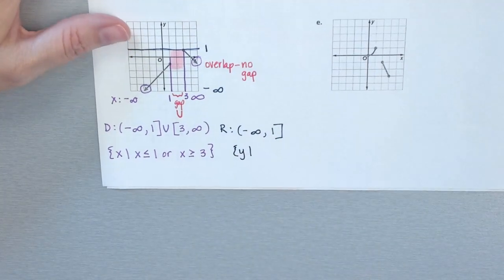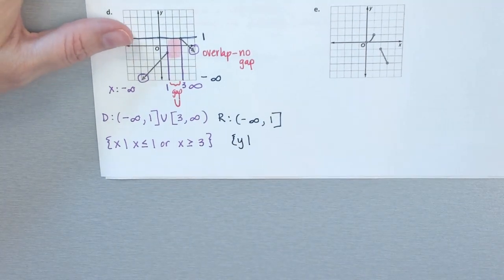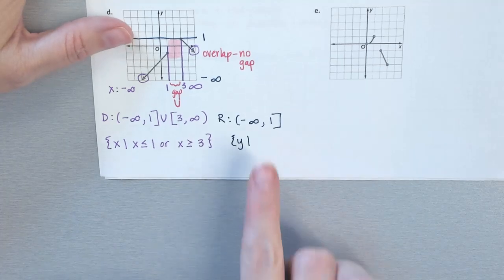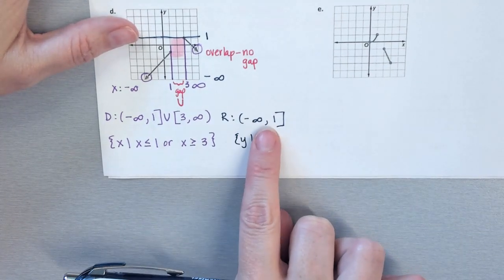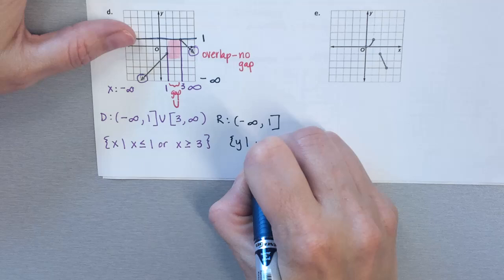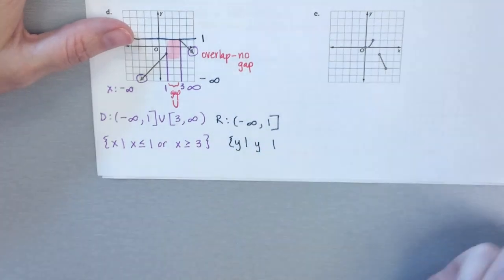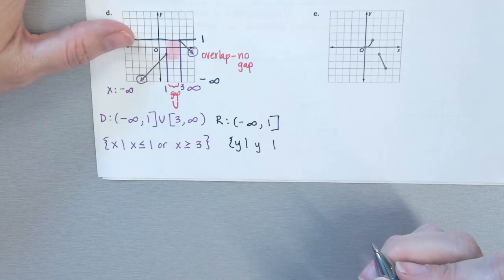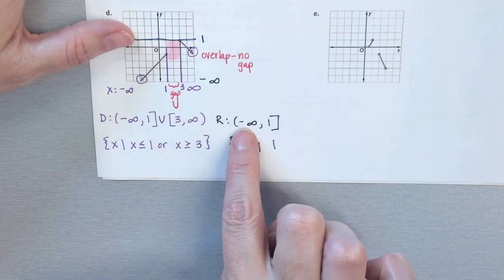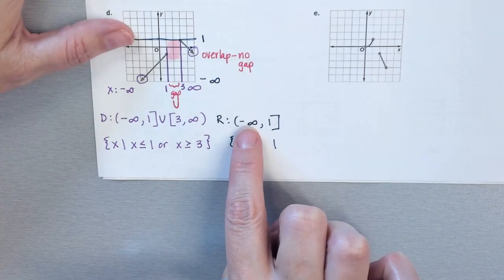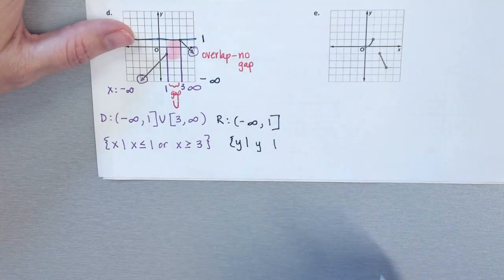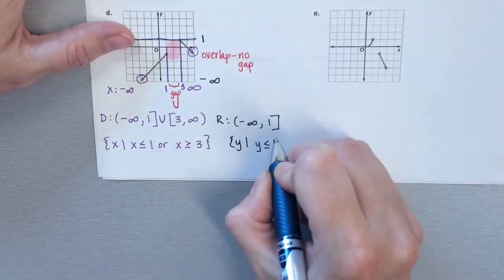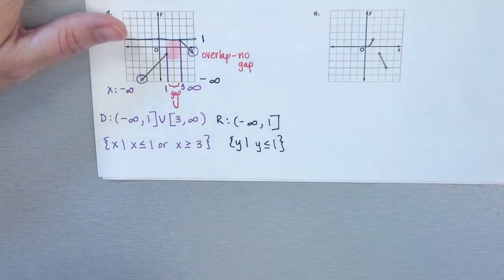Okay, and this is going to be y such that. And then if you have a number and an infinity, it's always compare y to this number. Is it greater than or equal to, or less than or equal to? Less than. Anytime it's a negative, it's less than. Just ask yourself, is negative infinity greater than 1 or less than 1? So it's less than, so it's y is less than or equal to 1.